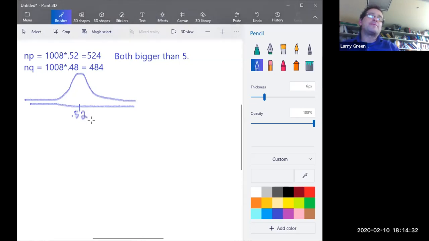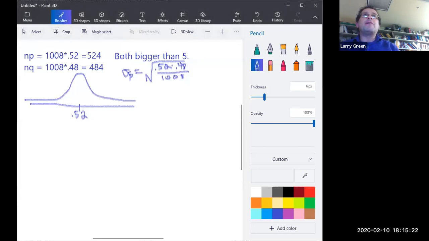Do you remember that? Okay, the standard deviation, that was sigma sub p hat, was the square root of 0.52, which is p, times 0.48 over 1008. Any questions on that?